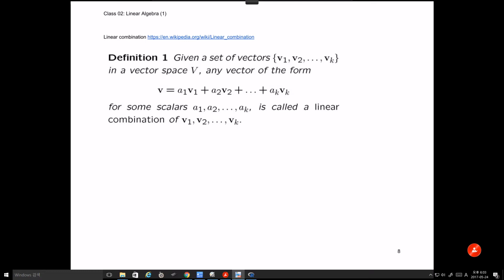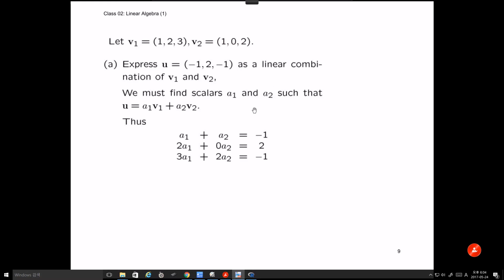Any vector of the form V, which is a1 V1 plus a2 V2 and so on, for some scalars a1 to ak, they are just numbers. So basically, it is kind of a weighted average of V1 to Vk. Using scalars, this is called the linear combination of V1, V2, and Vk. Again, given a set of vectors and some scalars, if we calculate this, it is basically a sum product. This sum product is called the linear combination of V1 to Vk.